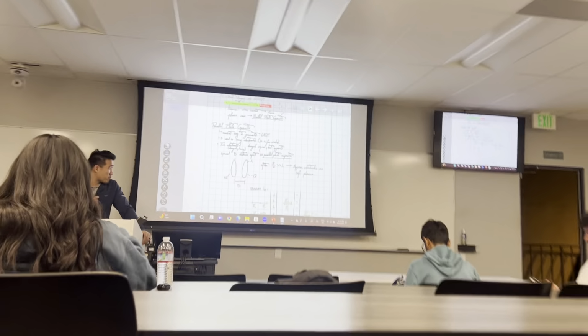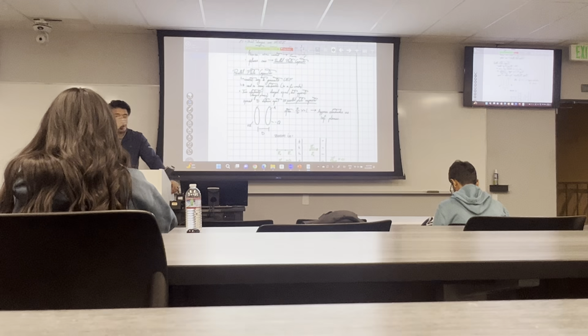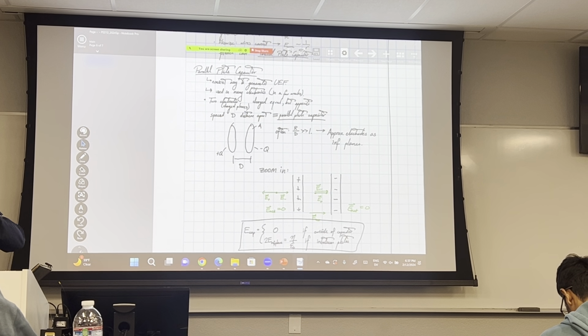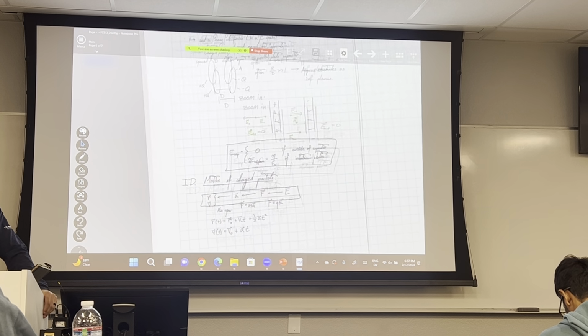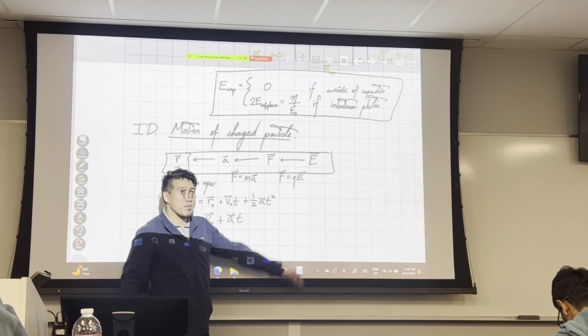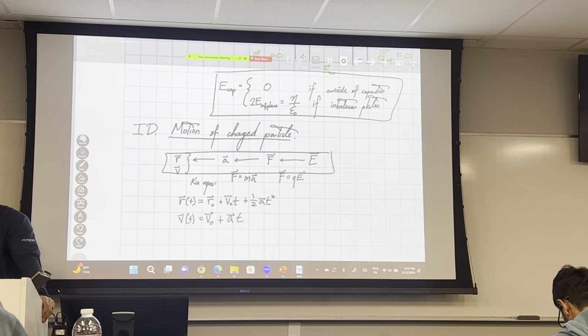We are now bridging Physics 2, or at least what we've been covering up until this point in this semester, and connecting it back onto Physics 1, because we can now talk about the motion of a charged particle.